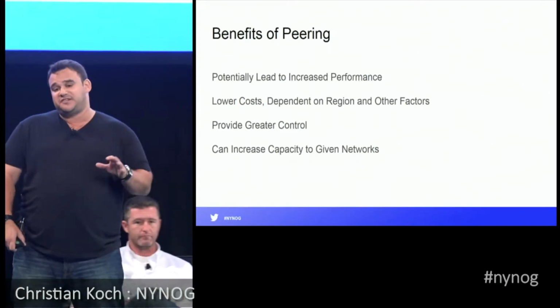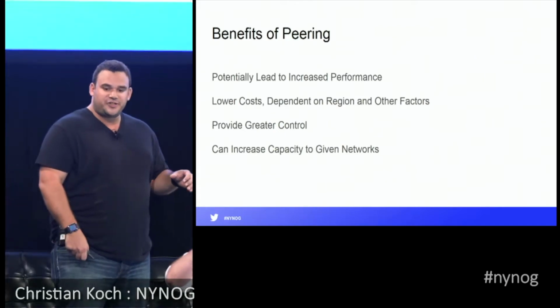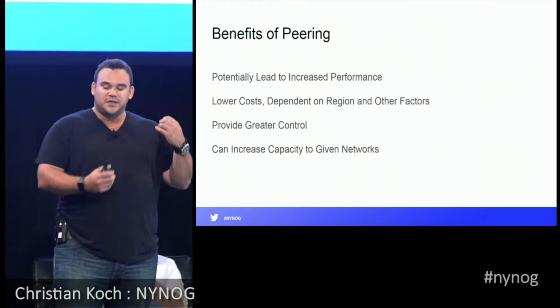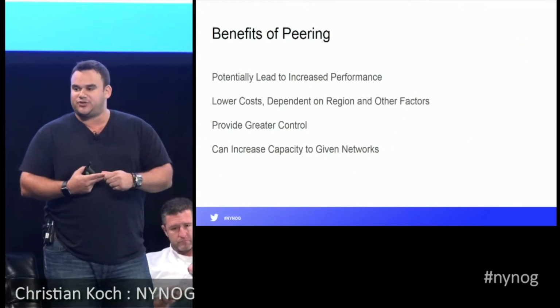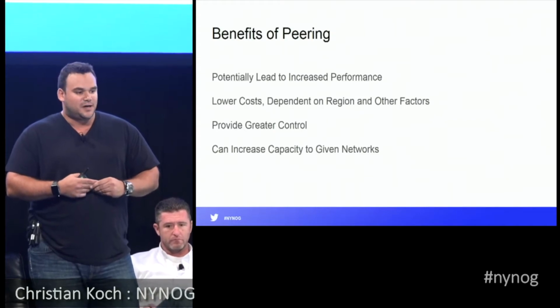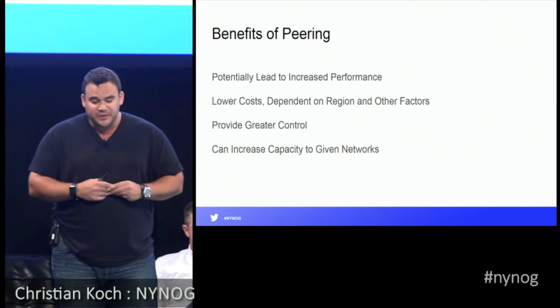Lower costs. This is also depending on regional and other factors. In some regions, IP transit is cheaper than peering. When you add up that cost of the cross-connect, the peering port, and you look at IP transit, which is today about 25 cents a meg is the bottom line we're seeing, peering is no longer at the top of the game for being cheap.